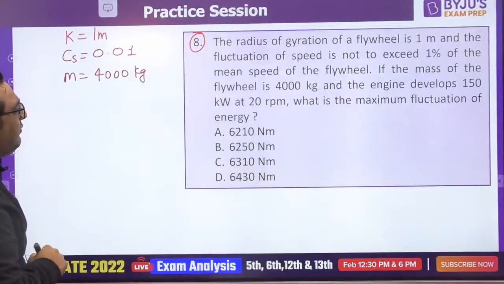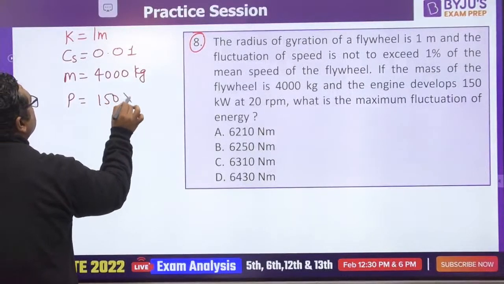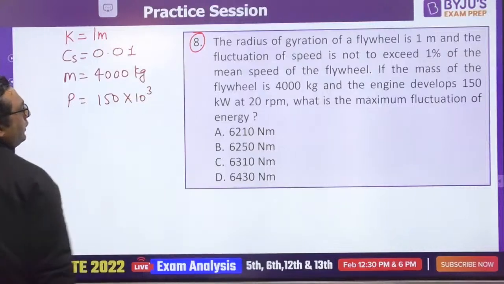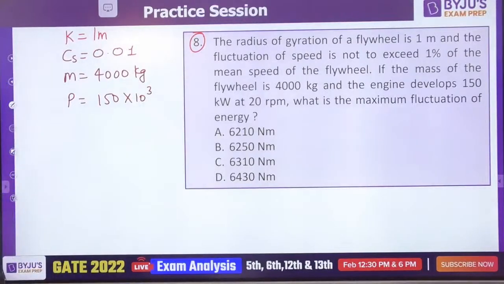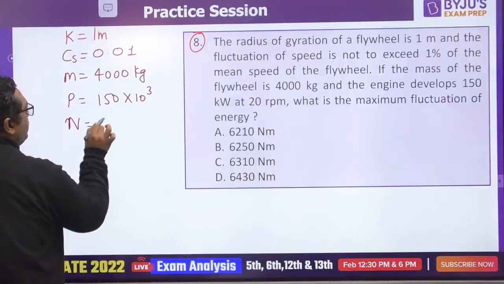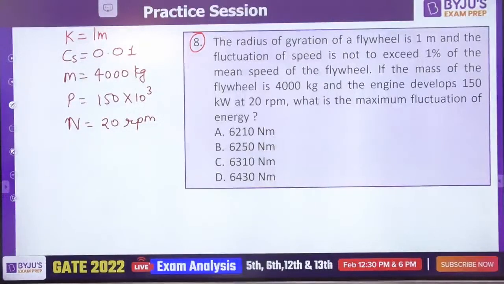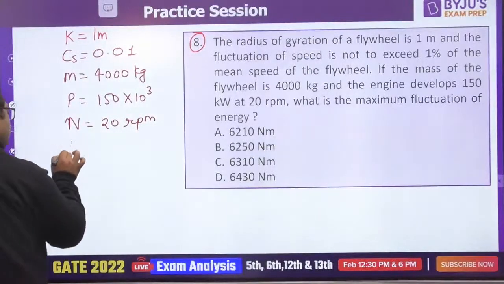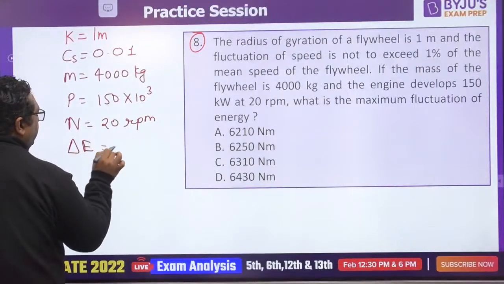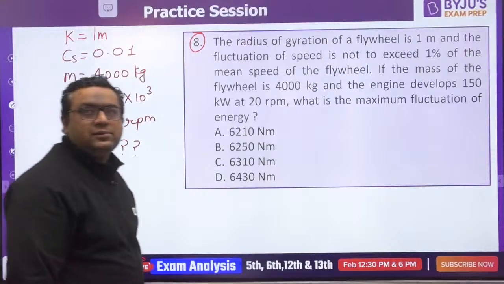And the engine develops 150 kilowatt. And when we are talking about speed, this is 20 RPM. What is the maximum fluctuation of energy? Delta E.